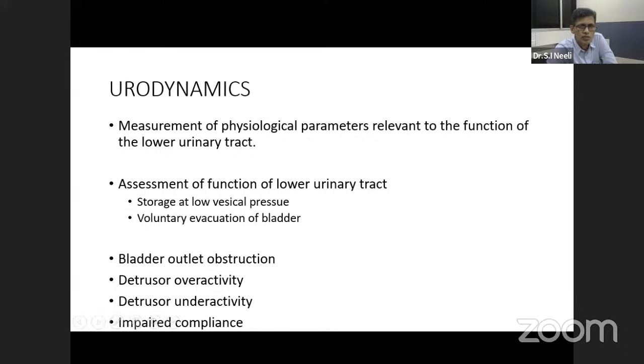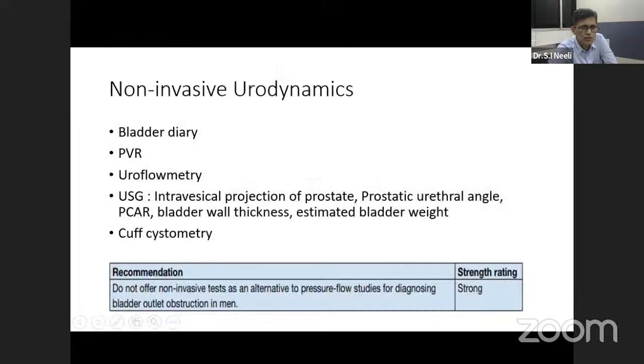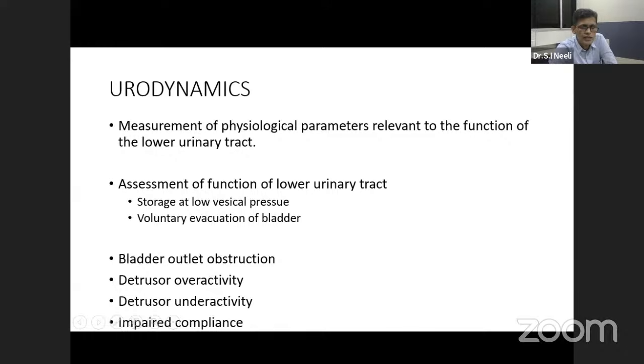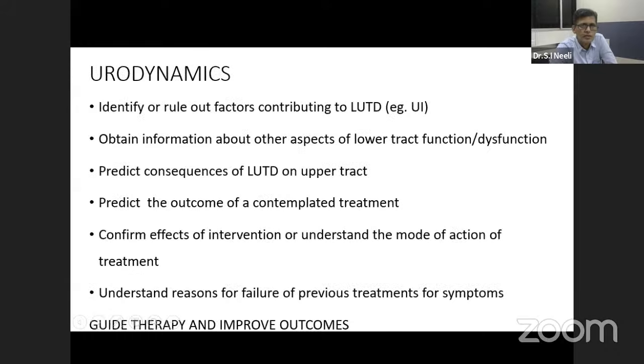In addition to assessing whether the function is normal, it can identify whether there is outlet obstruction, whether the detrusor is overactive during the filling phase, whether there is underactivity of the detrusor during the voiding phase, or whether the compliance is reduced during the filling phase. So urodynamics help us to identify factors which can contribute to lower urinary tract symptoms.